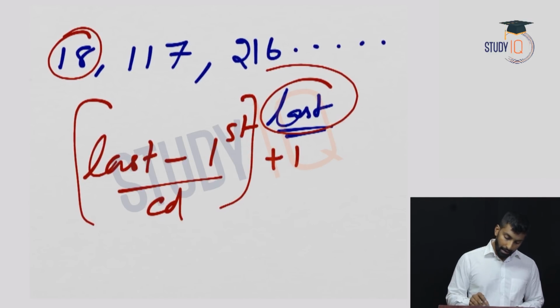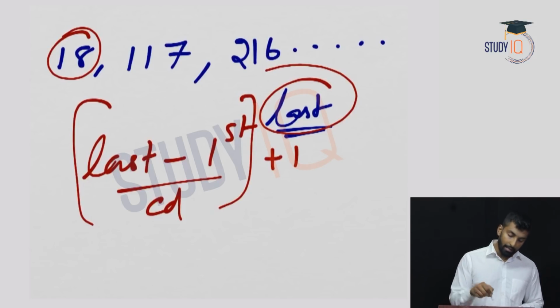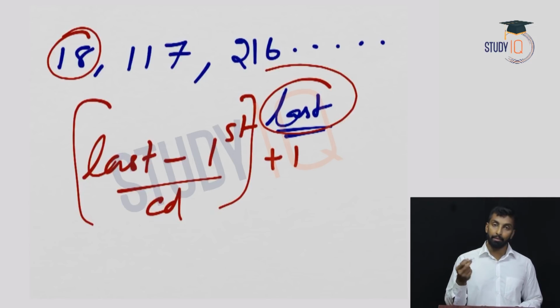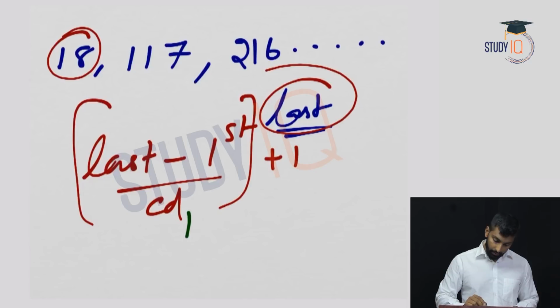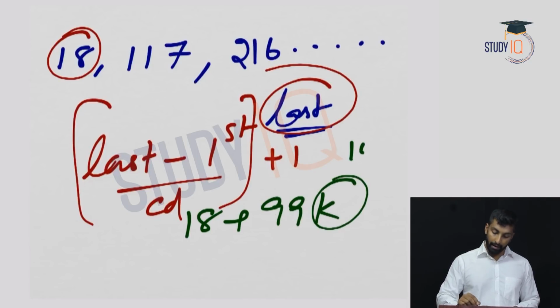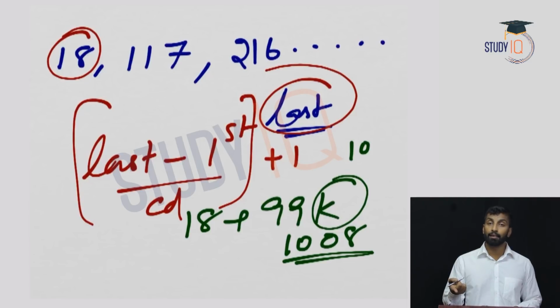Or, rather than finding the last term, what you can do is just put n is equal to 10 here. This is just random, you are randomly putting a value. See, this is 18 plus 99k. Now you put k is equal to 10. What will you get? 990 plus 18, which is nothing but 1008. That is greater than 1000.